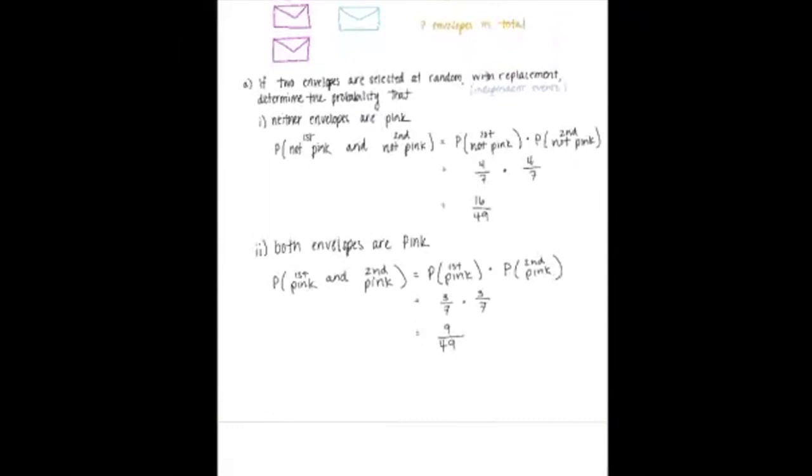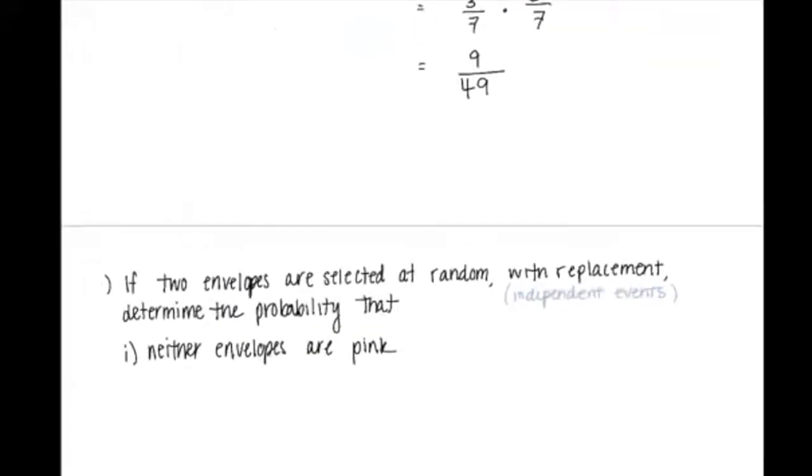Now, if I change this wording slightly, so I'm going to cheat. I'm going to duplicate this. So we're still going to calculate the same probability. 2 envelopes are selected at random, without replacement. So now I've in turn created dependent events because once this first one happens, I now only have 6 envelopes left in my pool to choose from because I'm not putting anything back. So this creates a dependent event.